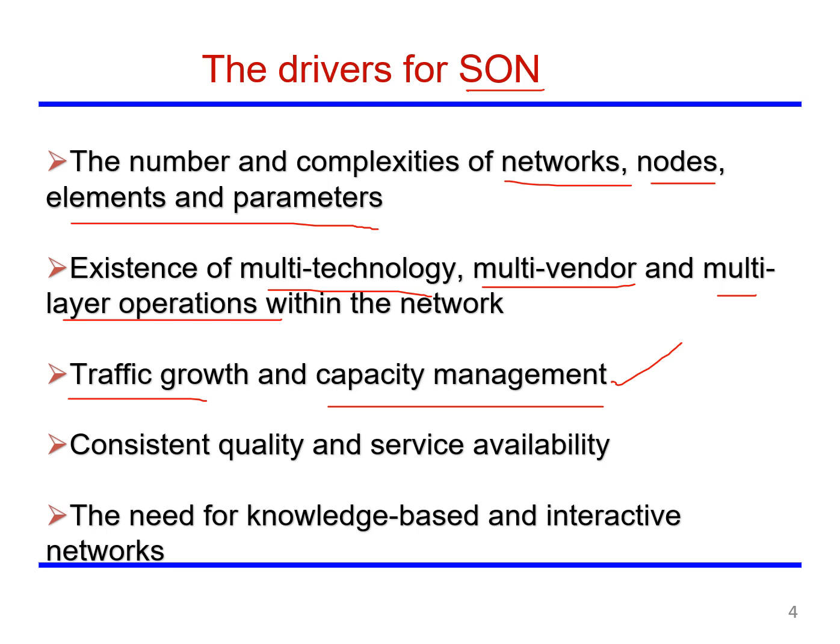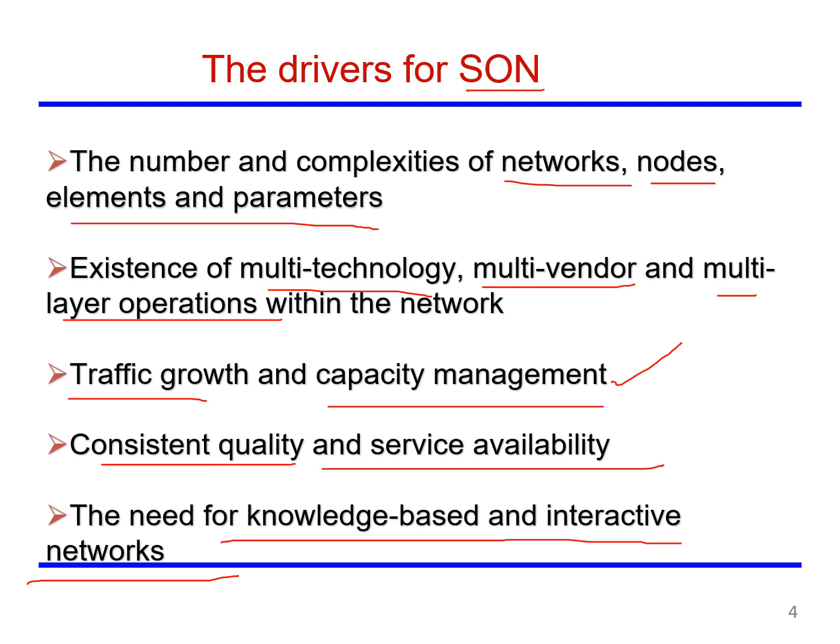So other one is to provide a consistent quality of service and availability. Downtime should be reduced, and of course there is a need for the knowledge base and interactive networks. So another requirement for today's automation technology is artificial intelligence. So with the use of the machine learning and the deep learning algorithms, the self-organizing network is automated with the multiplicity of the data that is available in the network.